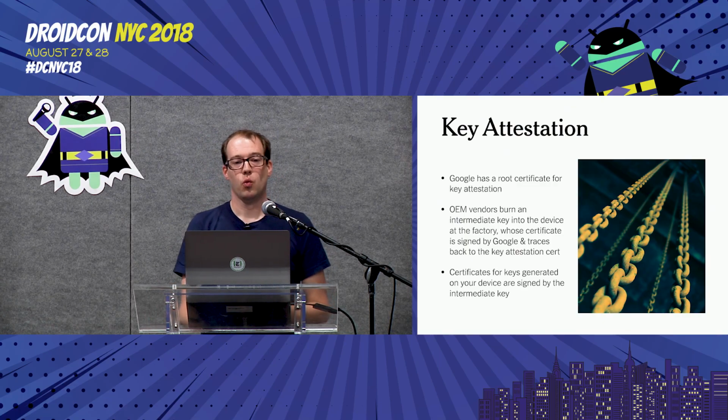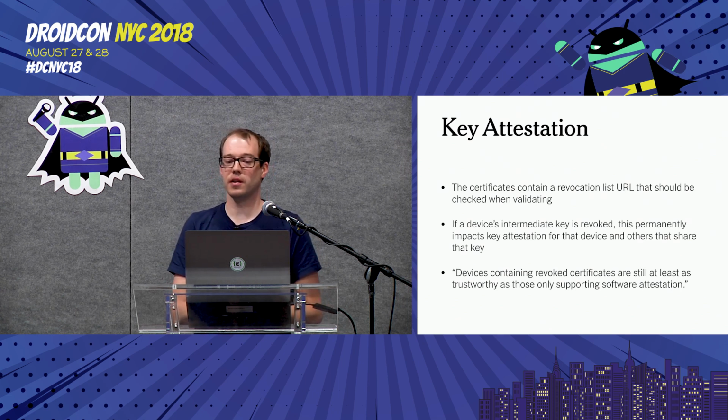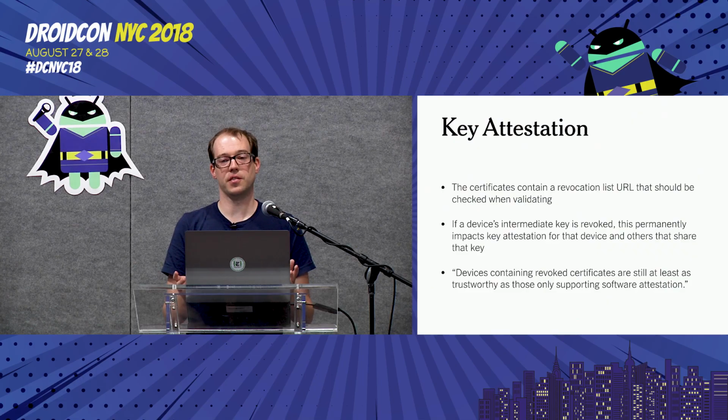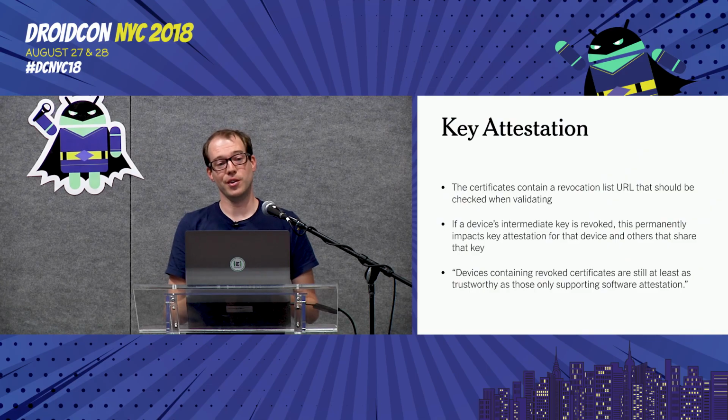So one thing that's kind of useful here is that the certificates have a revocation list URL inside it. So when you go ahead and validate these, you can check to see if the intermediate key has been revoked. Maybe for whatever reason that factory key was compromised. And in that case, unfortunately, it pretty much burns the ability to do this on that device going forward because it's burned in the factory.